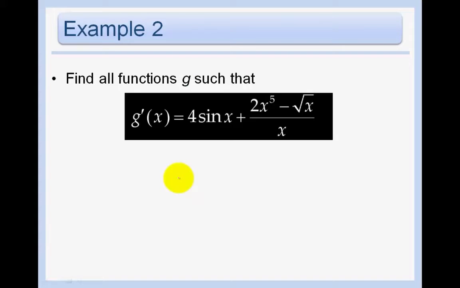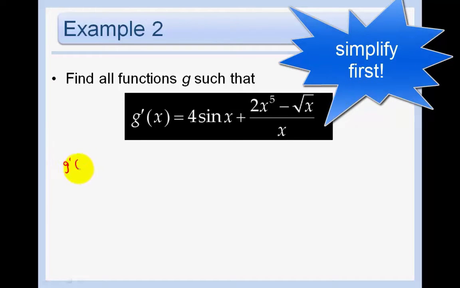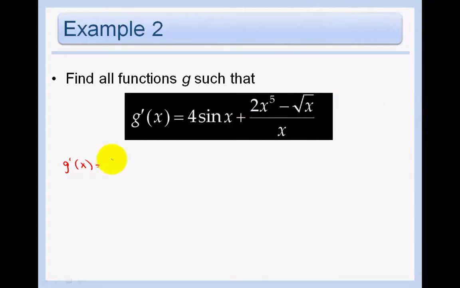So now we want to find all functions g such that the derivative of g of x equals this. So before I go taking any antiderivative, just like I did when I was taking derivatives, I want to try and simplify things for myself. And this one looks like I can get rid of this quotient. So I have 4 sine x plus 2x to the fourth minus x to the 1/2 over x, which is just x to the negative 1/2. And so now I can take the antiderivative.